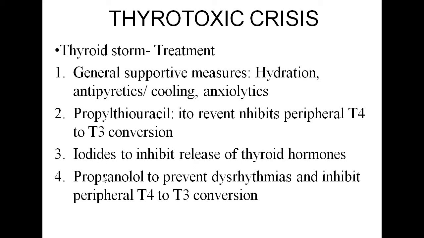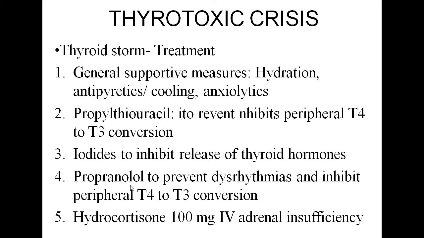And propranolol is given to control the tachycardia, to prevent dysrhythmias, and in addition, propranolol also has a role in inhibiting the peripheral conversion of T4 to T3. So here we have two drugs which are crucial in inhibiting peripheral T4 to T3 conversion, namely propylthiouracil and propranolol. To prevent adrenal insufficiency, hydrocortisone 100 milligrams is given intravenously.